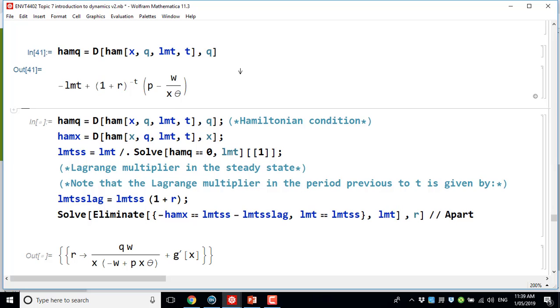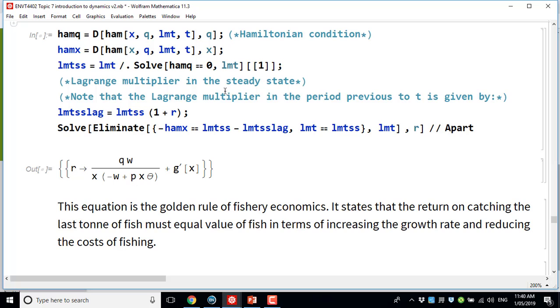You take a decision now which increases your profit, but you're aware that by depleting the fish now, you're reducing profitability in the future. And what accounts for that? It's the Lagrange multiplier. So the Lagrange multipliers account for the fact that fish have a value in the future.